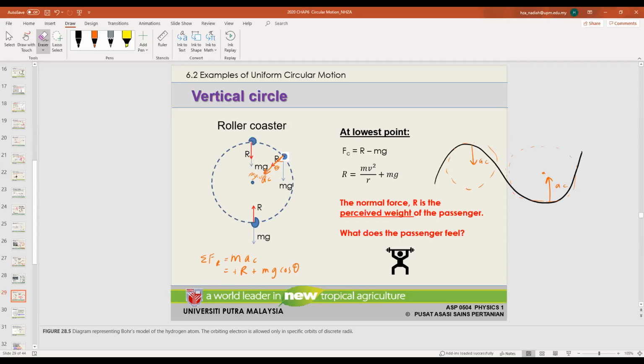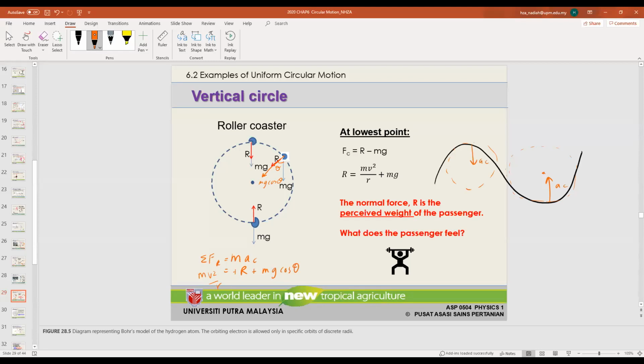Ya Allah, buruknya. Let me write that again. So this guy, when I resolve it, I assume that I know the angle. Why is this so bad? Sekejap. Boleh dah. Okay, so this is theta. So this becomes mg cosine theta. So R plus mg cosine theta is mv squared over R. Okay, rearrange that to solve for R. Macam biasa je.